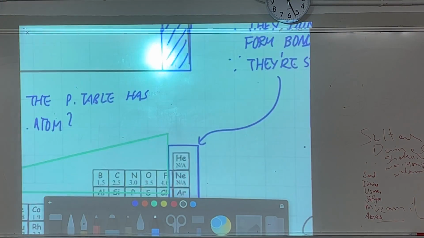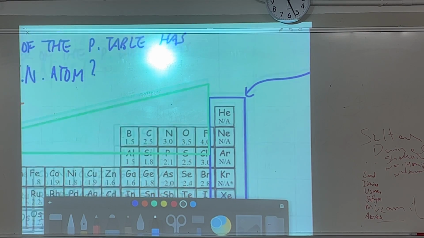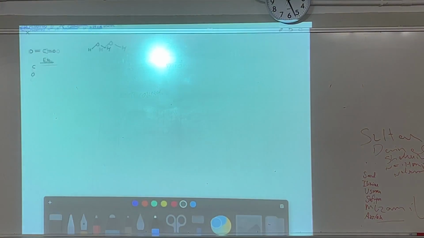So C, let's look it up. C is 2.5, O is 3.5, okay, so we take note of that. The first step is for you to assign charges. So write down the steps, please. Step 1: assign a positive charge to the less electronegative atom and assign a negative charge to the more electronegative atom.